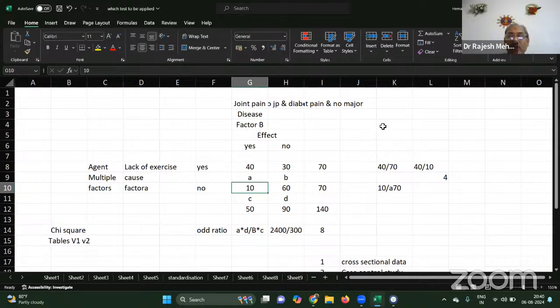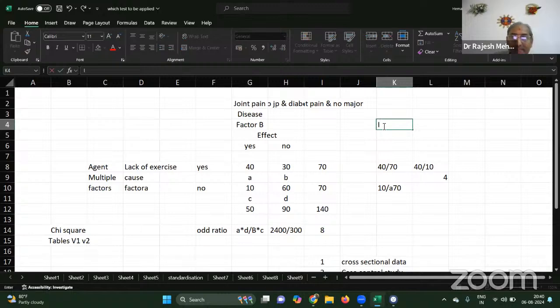So what you should be doing is the incidence in exposed minus incidence in control, divided by incidence in control.